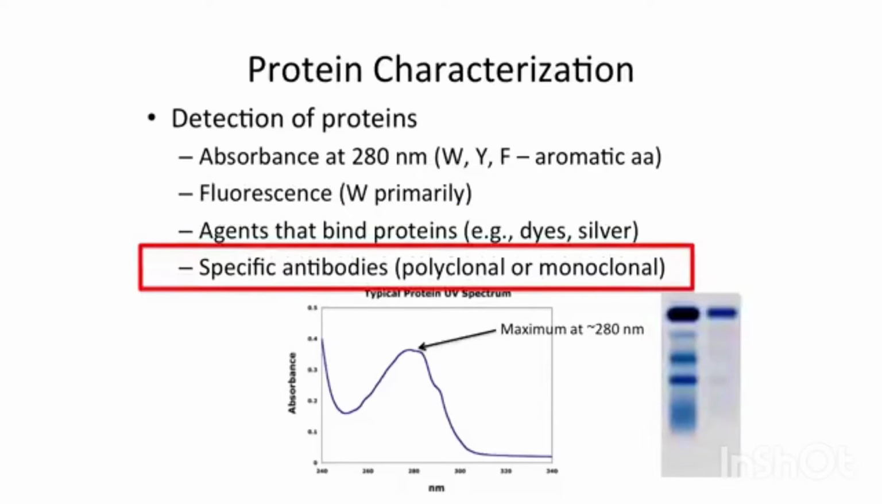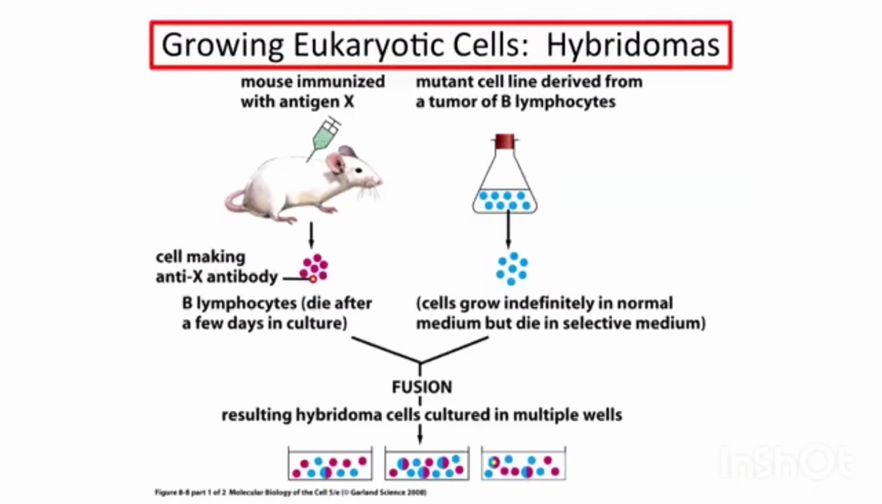You can also use specific antibodies. You can use polyclonal antibodies to detect where a protein is, but even more specific are monoclonal antibodies that react with one specific antigenic site within a protein. And we'll talk about some interesting uses of antibodies. But how do you make monoclonal antibodies? And what might they be used for?